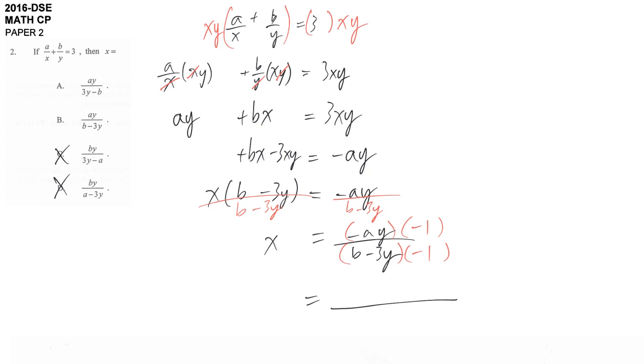So negative ay times negative 1 becomes positive ay, which is consistent with our choice. B times negative 1 gives us negative b. Negative 3y times negative 1 gives us positive 3y. So that's why this is exactly the same as ay divided by 3y minus b. The answer is A. In paper 1, it's not a must for you to modify your final answer like this, but in paper 2, at least you have to realize this item and this expression are exactly the same.